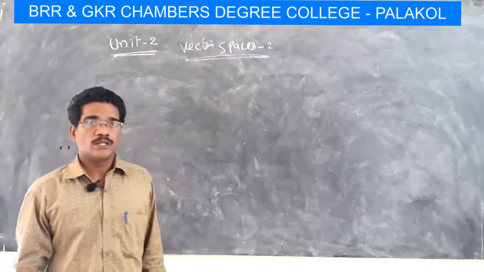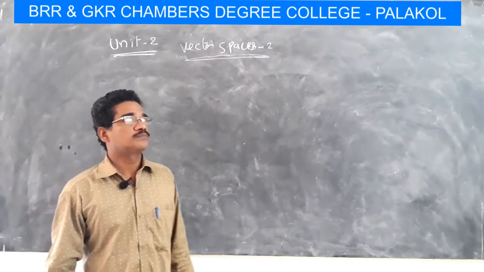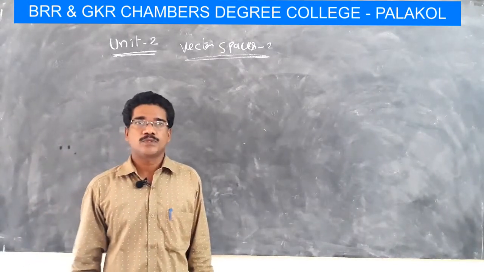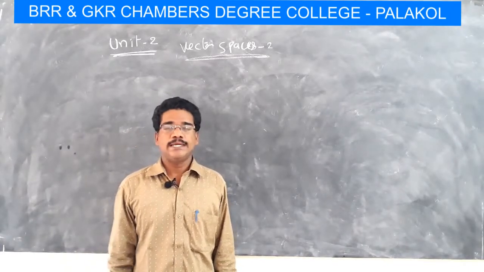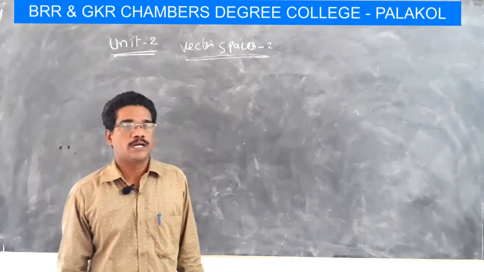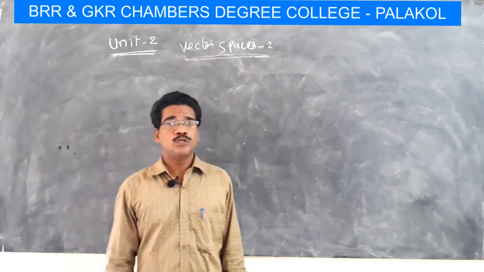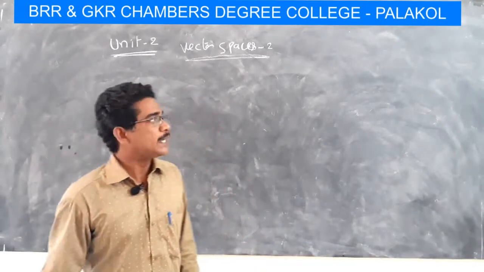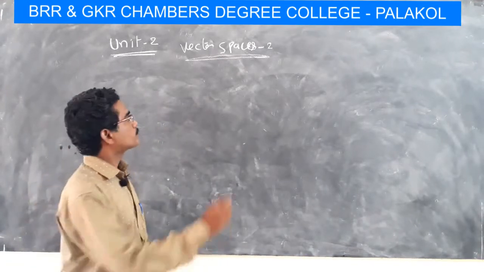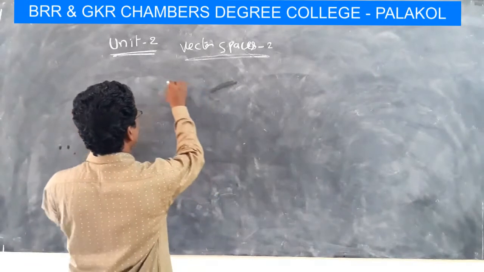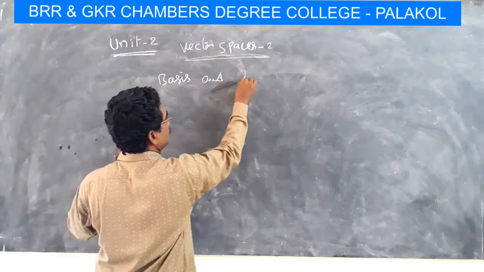In the last session I discussed the definitions of vector spaces and linear span, linearly independent and linearly dependent, and so on. So here the title is vector spaces 2. In this session, the definitions of bases and dimensions.